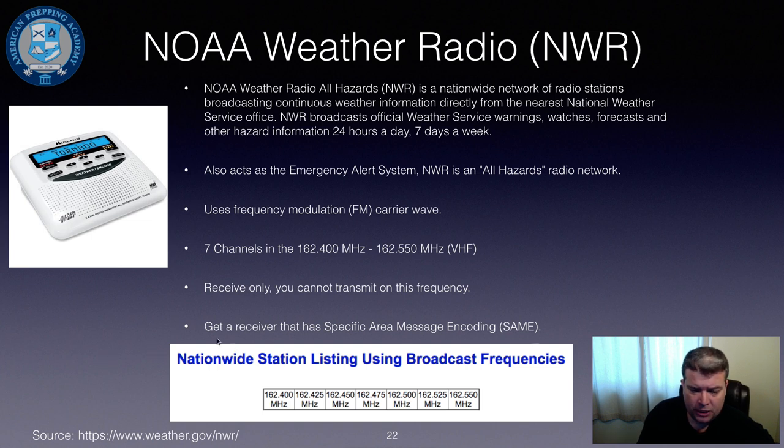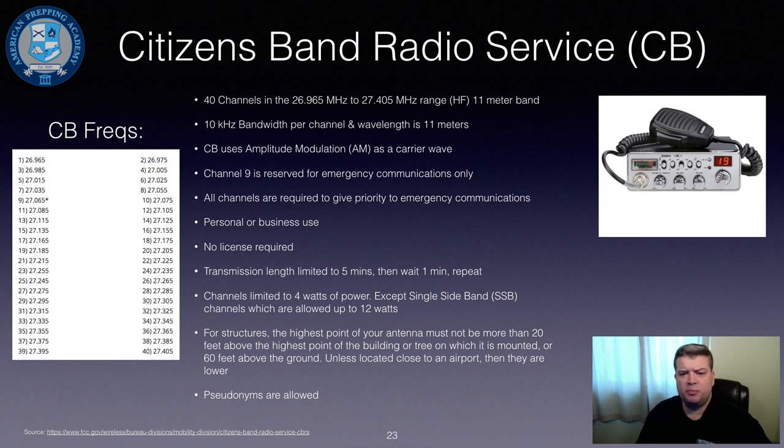And if you do purchase one, here's a picture of one like I have just sitting next to my bed, then you want to get one that has the specific area message encoding, and that helps to narrow down the transmissions that you get just to the ones that are applicable to your area. So that's kind of nice. And then here's a listing of those frequencies again, and you might want to write those down and keep them in your binder.